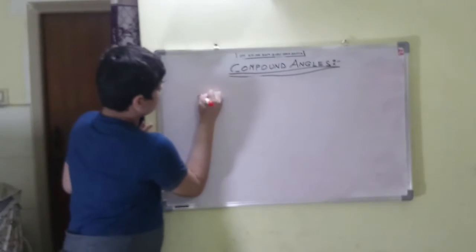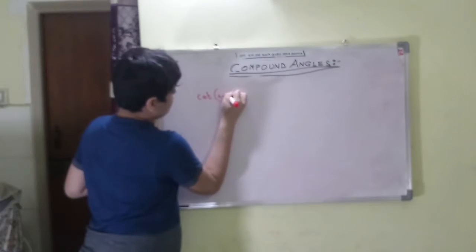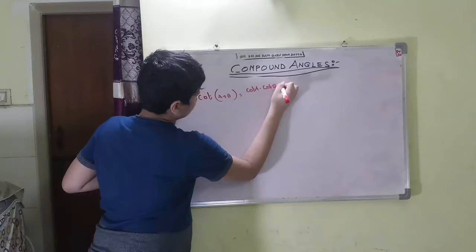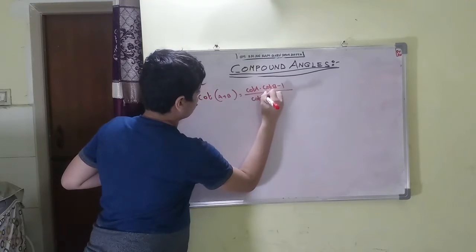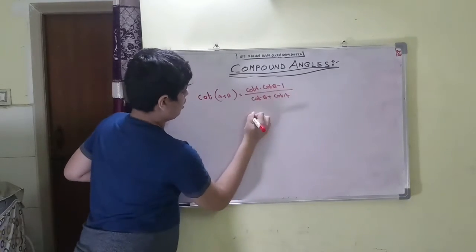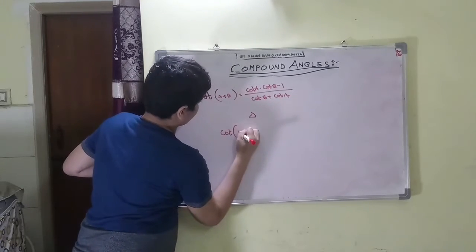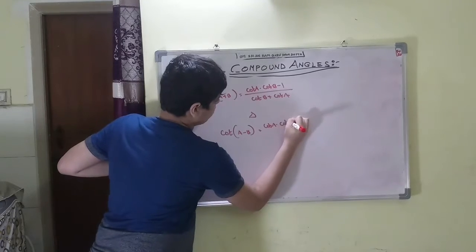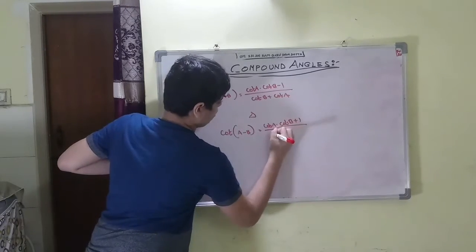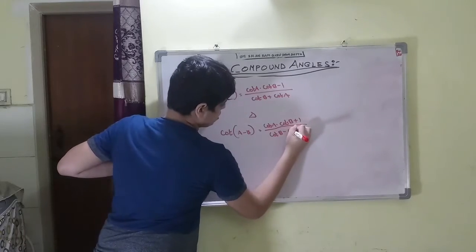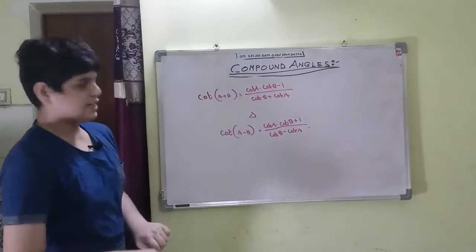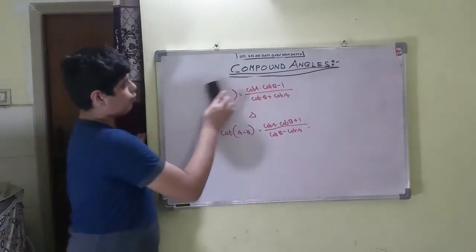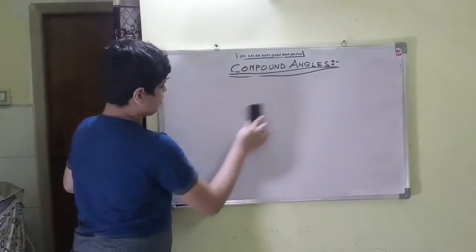The next one is cot of A plus B is equal to cot A into cot B minus 1 upon cot B plus cot A, and cot of A minus B is equal to cot A into cot B plus 1 upon cot B minus cot A. So these are the basic formulas on compound angles. I will tell some more formulas which will help you do the sums better.